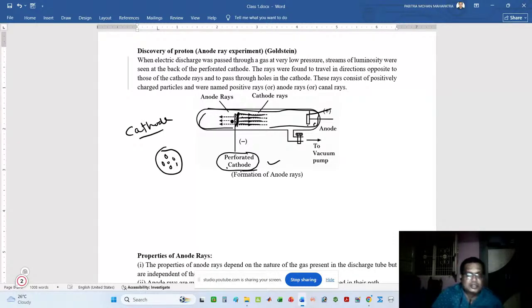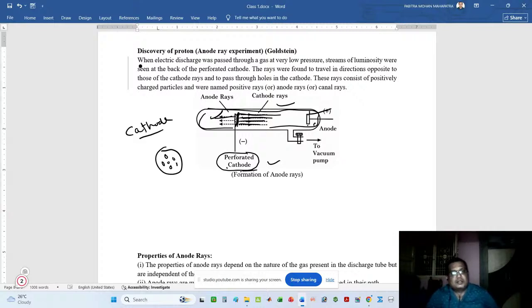But if you think about this side, here also a ray comes. Here also the ray starts in the opposite direction of the cathode ray. The cathode ray moves in this direction, from cathode to anode. But these rays flow in the back side of the perforated cathode, which is opposite to the direction of the cathode ray.